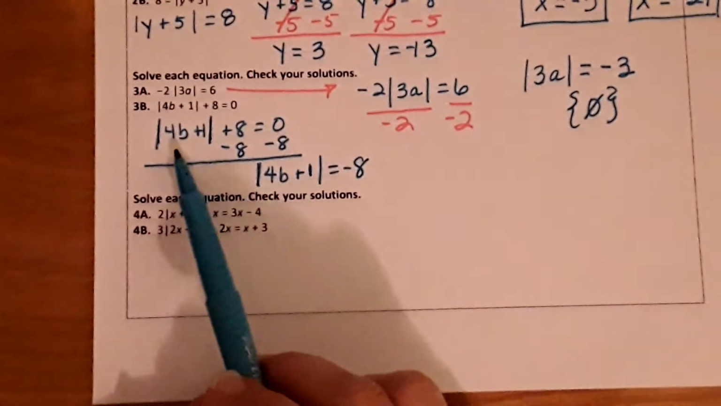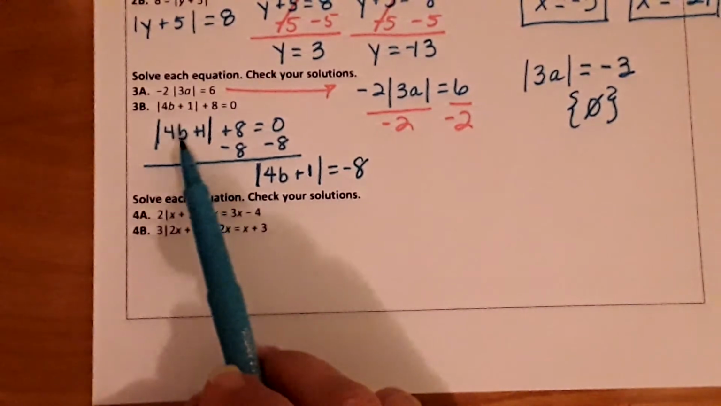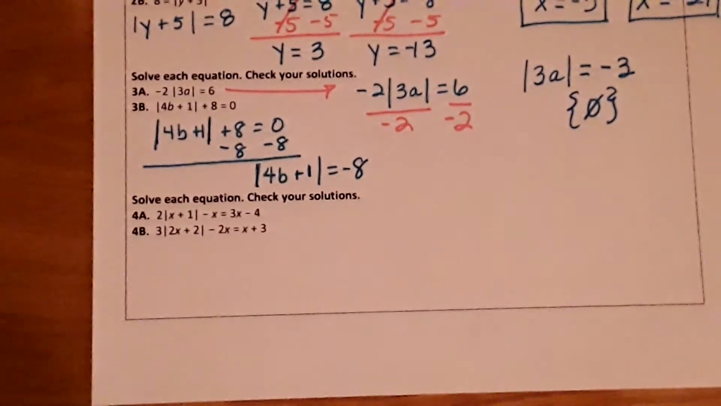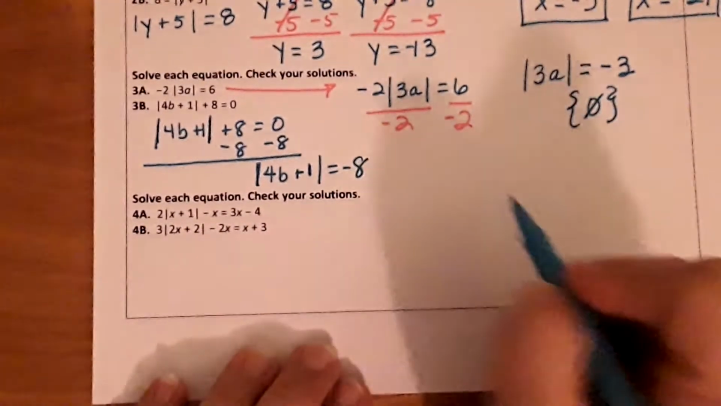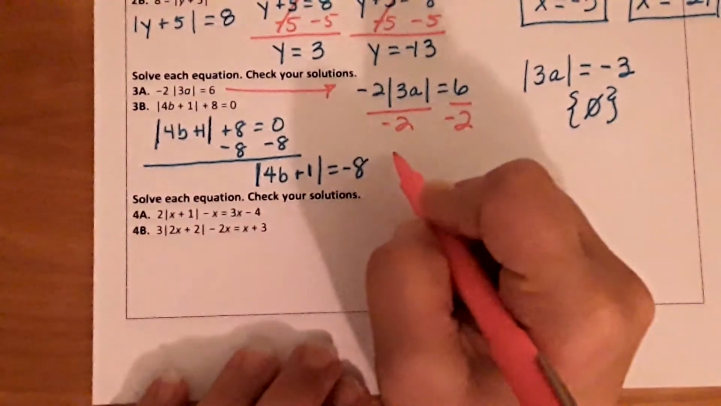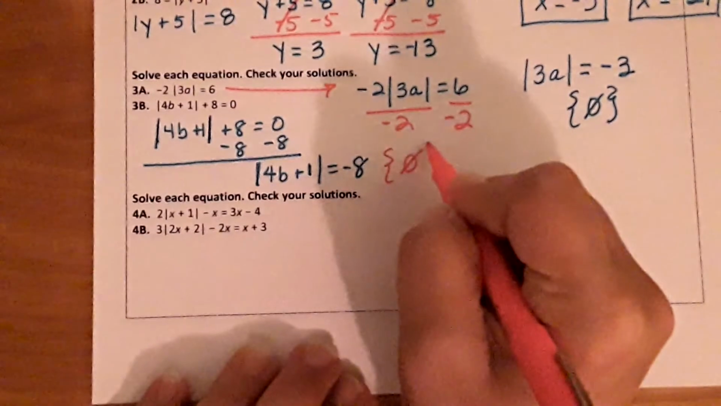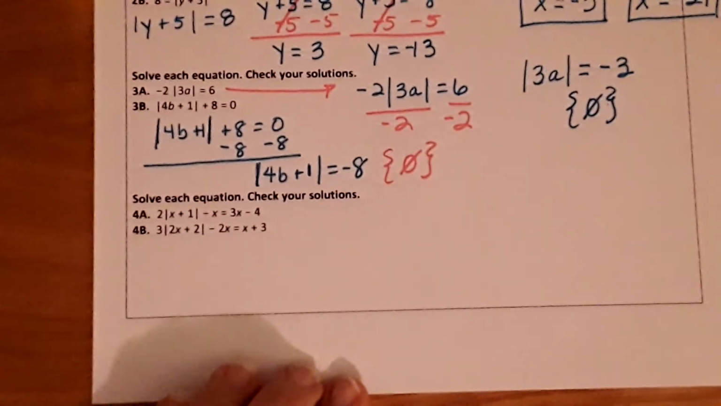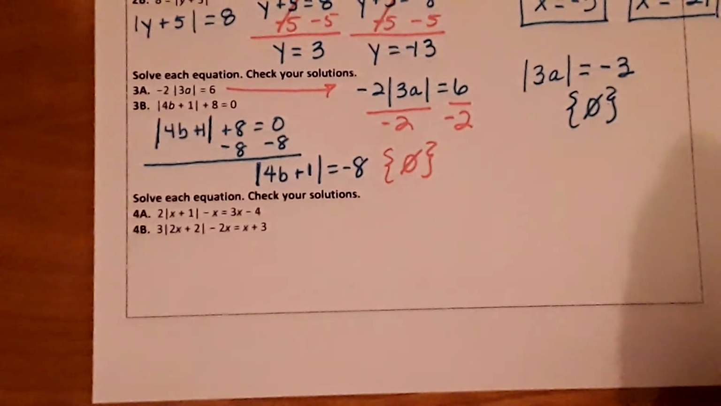There isn't anything that's going to, you cannot get an additive inverse of 8 out of this. Absolute value never equals a negative number. So again, you guys, this answer is the null set or the empty set. And this terminology came from the front. It says empty set. This is how you denote empty set.